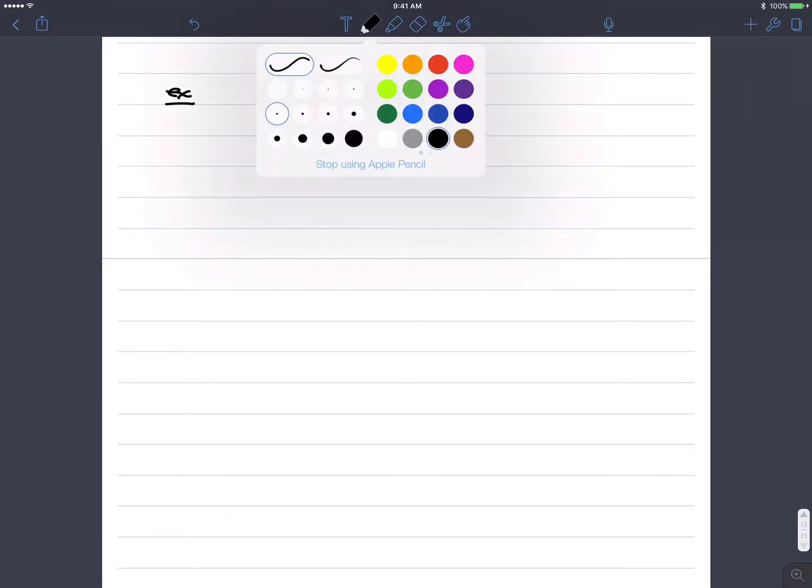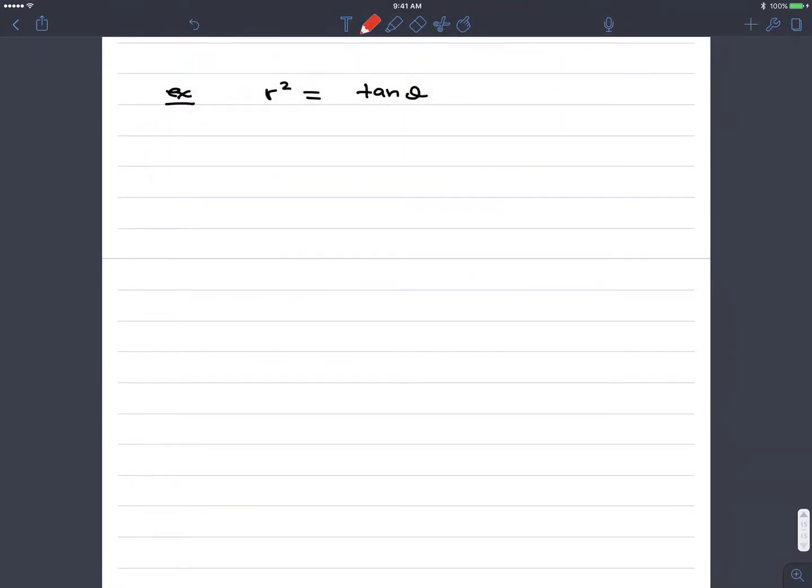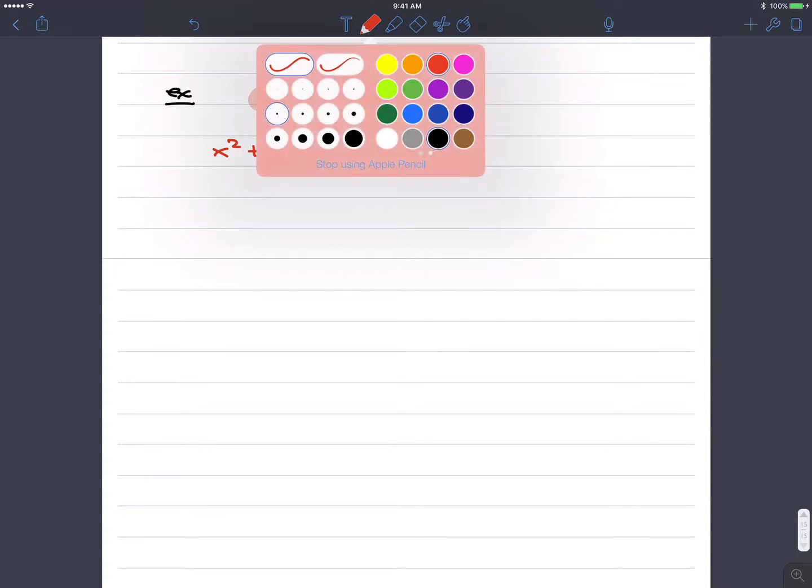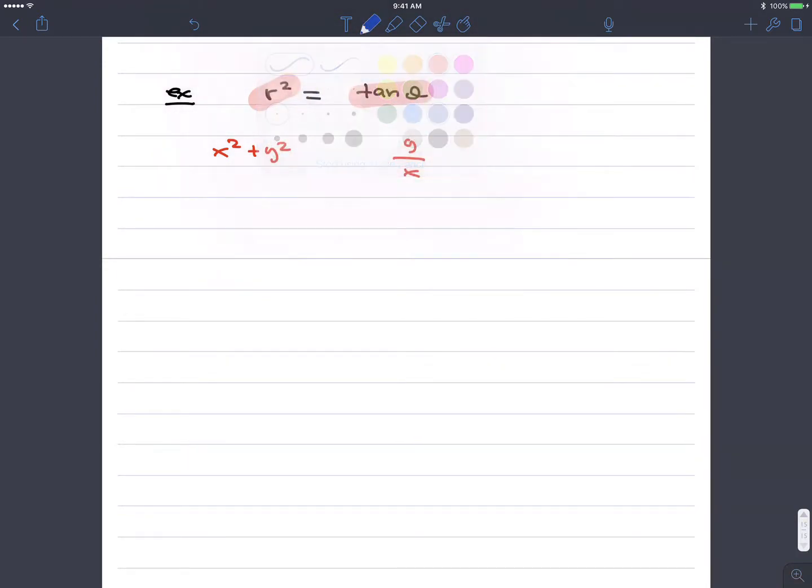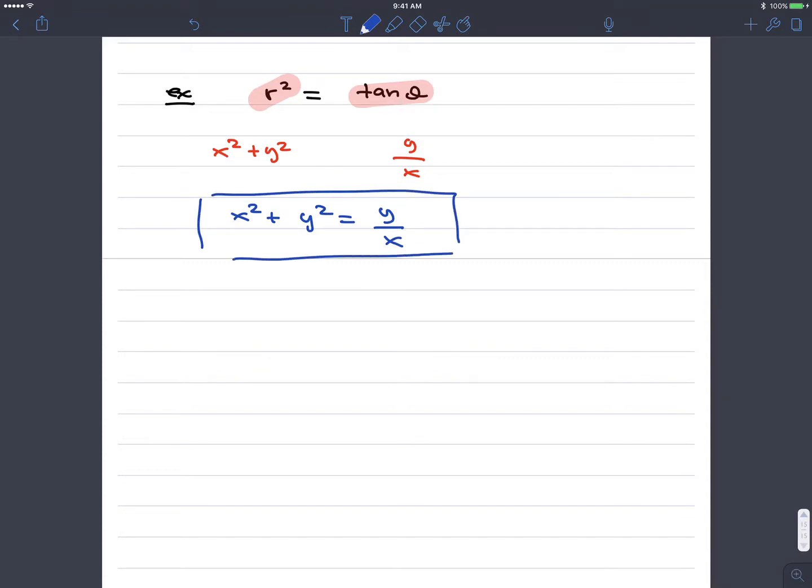Another example. r squared is tangent theta. If we recognize that r squared is replaced with x squared plus y squared, and that tangent theta is y over x, we simply obtain x squared plus y squared equals y over x. It looks like we've actually done this one before, so it's in this review. That's fine. Let's move on to some of these others.